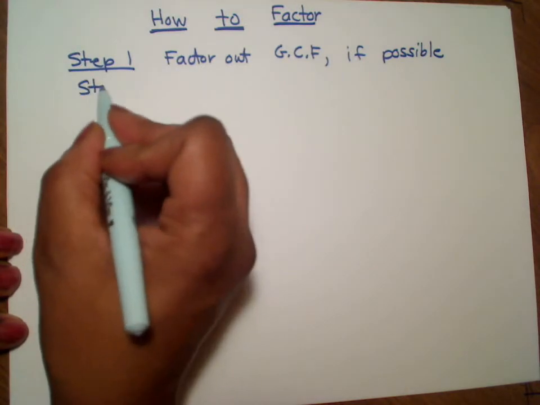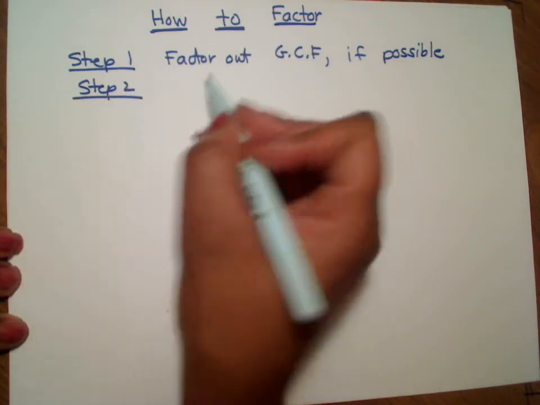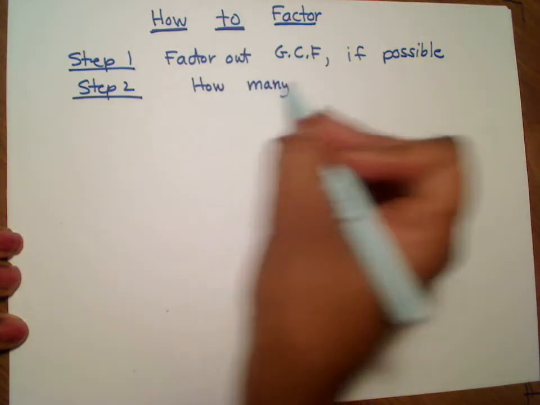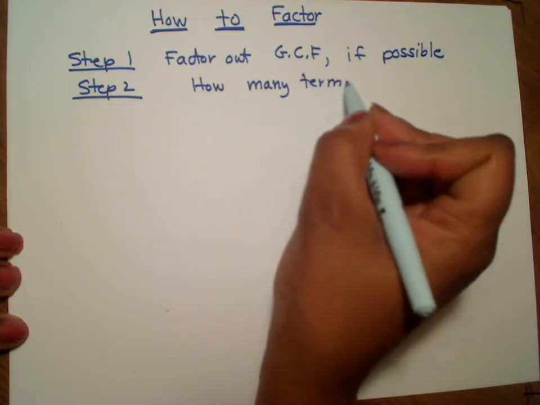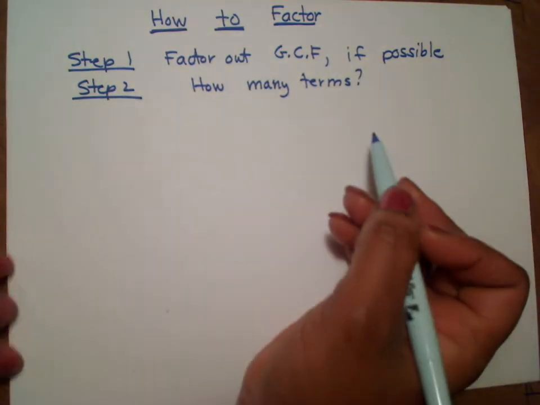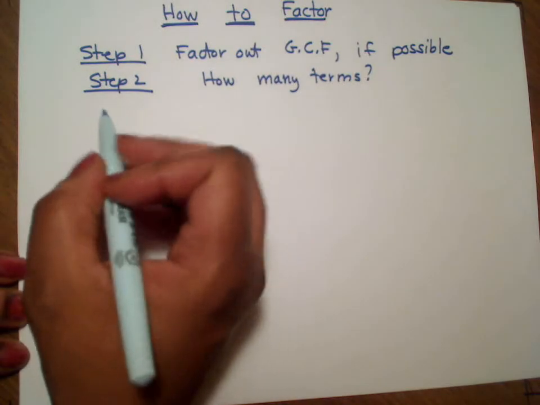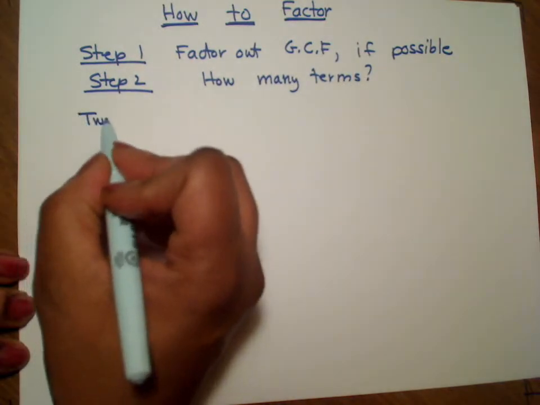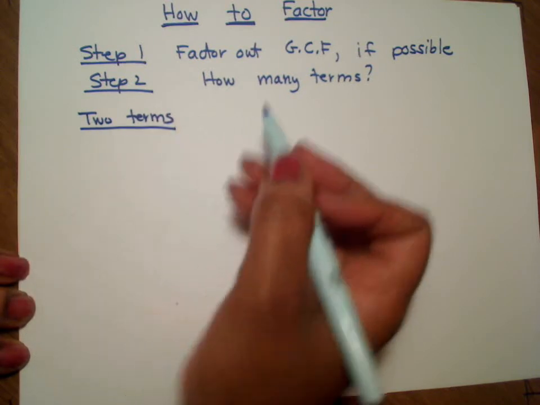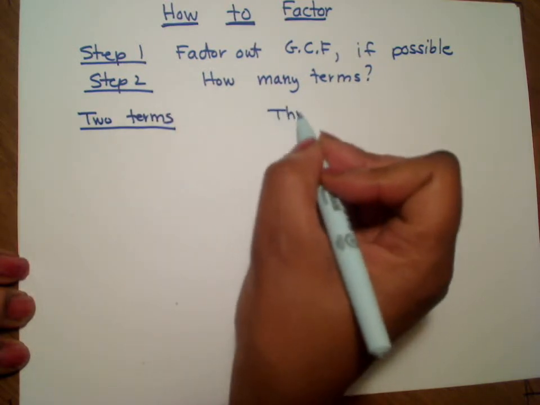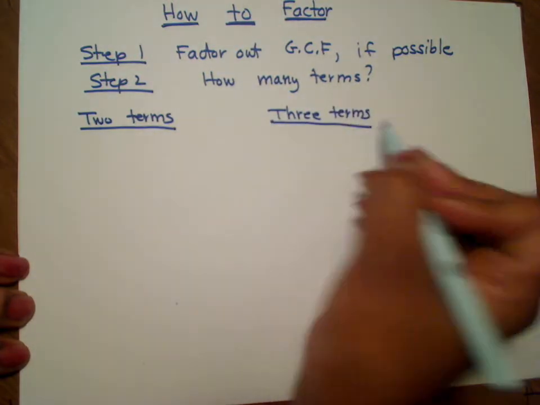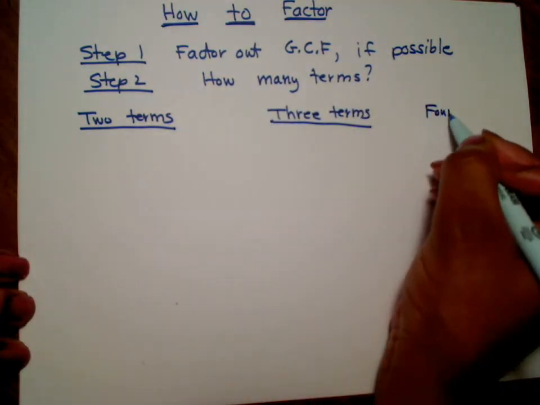The second step that you'll ask yourself is, how many terms do I have? By knowing how many terms are in the problem, that's going to determine the method that you're going to use for factoring. So if you happen to have 2 terms, it's a different method than when you have 3 terms, or when you happen to have 4 terms.